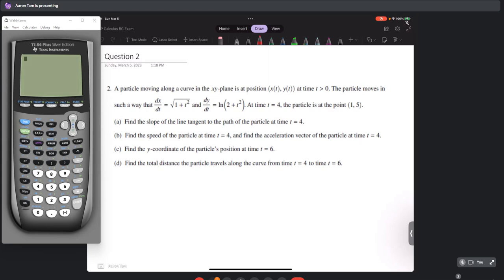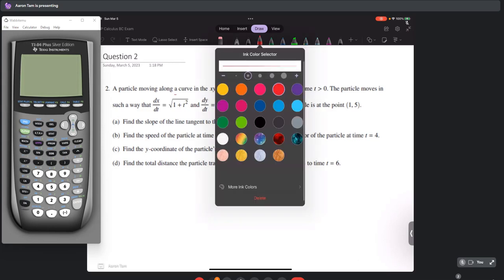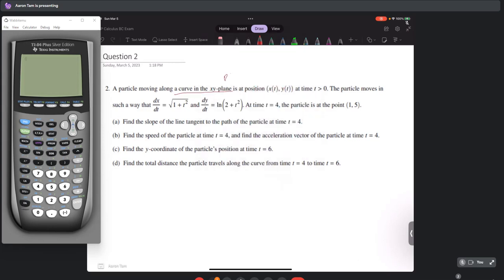So first off, the question is about a curve on the xy plane. That is a parametric curve problem. It's always a good idea to understand what type of problem you're working with so that you can think of what's important to answer the question. So clearly this problem gives us the two derivatives right here.